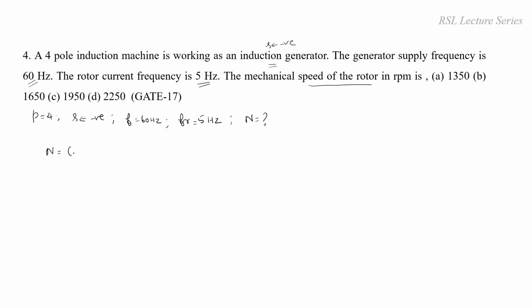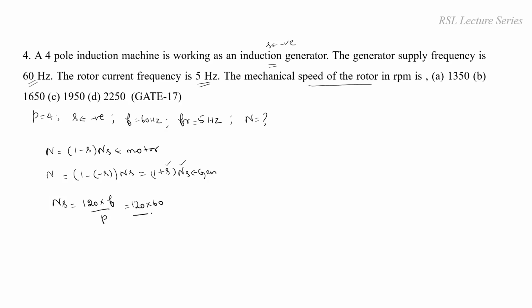Now N is equal to 1 minus S into Ns, for the induction motor when it is running as a motor. When it is running as a generator, we replace S by minus S, so 1 minus of S becomes 1 plus S into Ns. Now we have to find S and Ns. Ns is the synchronous speed, 120 into F by P, so 120 into 60 divided by 4, which is equal to 1800 RPM.